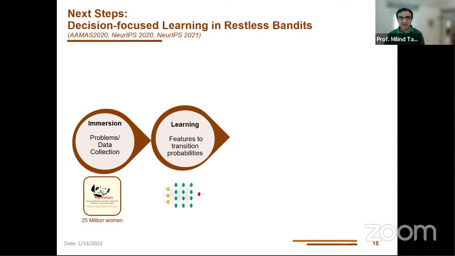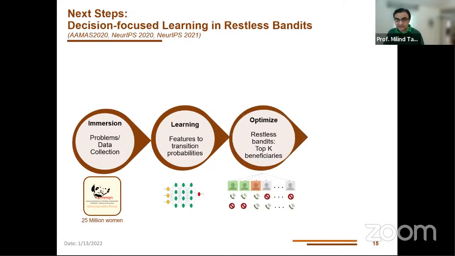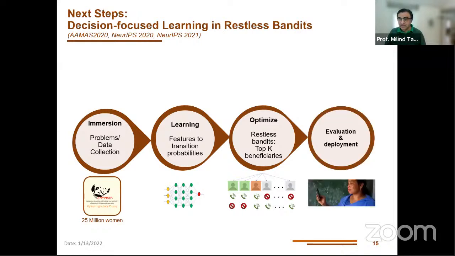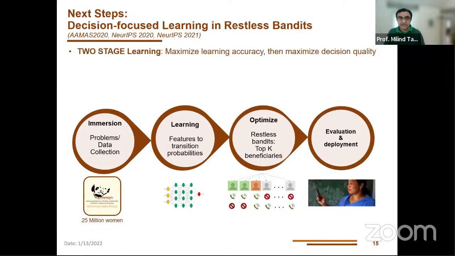Another area of work is decision-focused learning, and I'll just briefly mention it and then stop, given that I've exceeded my time. So normally in this work, as you've seen, we start with immersing ourselves in the domain, collecting data, and then learning a mapping from features to transition probabilities. And then we optimize and choose the top K beneficiaries. And then we evaluate. So basically, we first maximize learning accuracy and then maximize decision quality. First learn, then optimize, 2 stages.